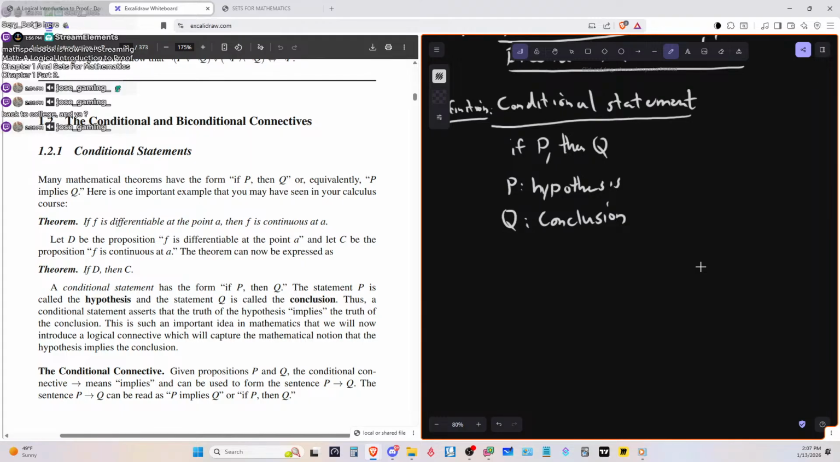Thus, the conditional statement asserts that the truth of the hypothesis implies the truth of the conclusion. This is such an important idea in mathematics. Okay.